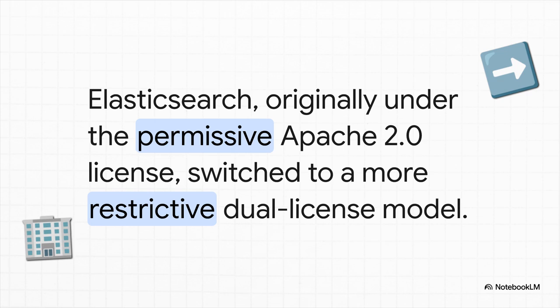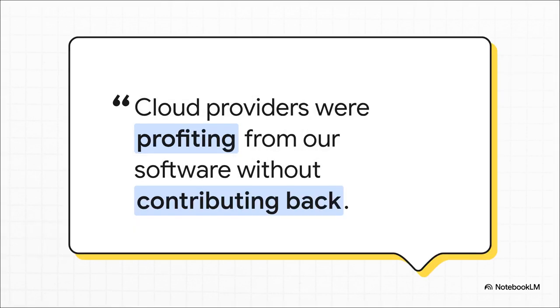Let's look at a bit of open-source drama, the story of Elasticsearch and its controversial license change. So here's the deal. Elasticsearch used to have a permissive license, but the company behind it felt that giant cloud providers, especially AWS, were making tons of money by selling Elasticsearch as a service without really contributing anything back to the project. They felt like they were being taken advantage of.